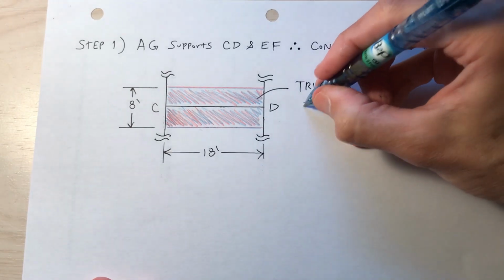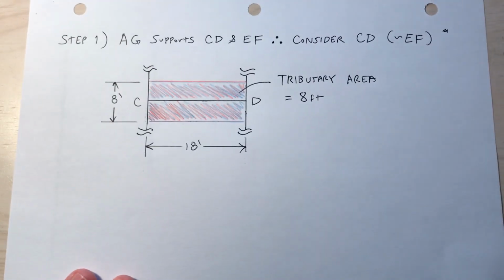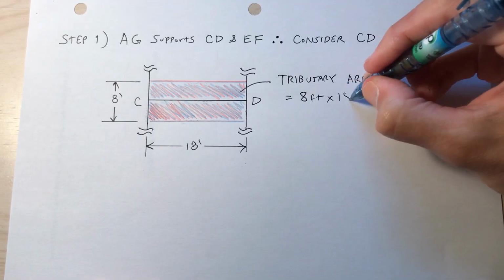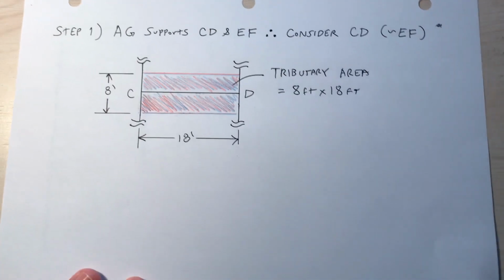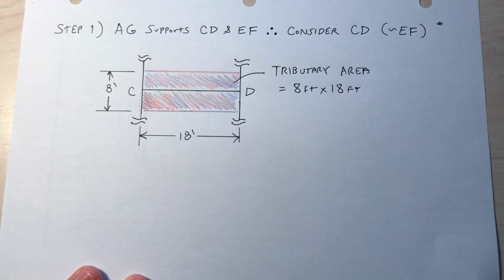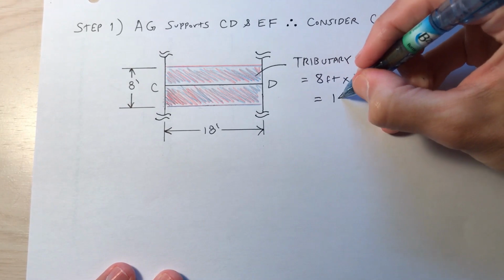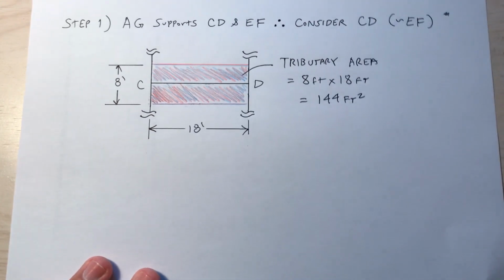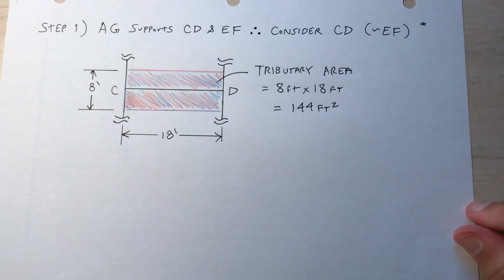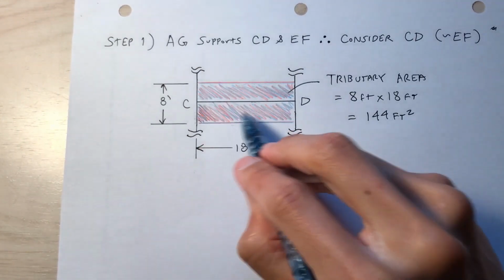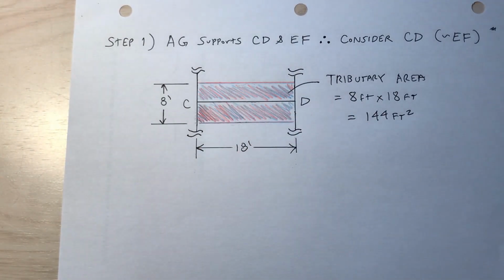So the tributary area is 8 feet wide by 18 feet. Okay, you see that? So if I multiply 8 by 18, I'm getting 144. So 144 square feet would be the tributary area of CD, or EF for that matter. So now I want to calculate the weight of the slab. You see shaded here in kind of red and blue, that's the slab that's being carried by beam CD. I want to calculate the weight of that slab.